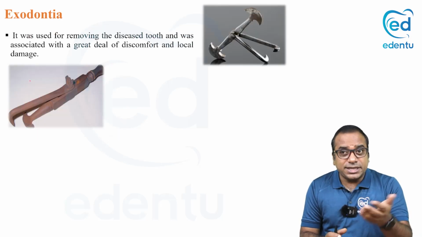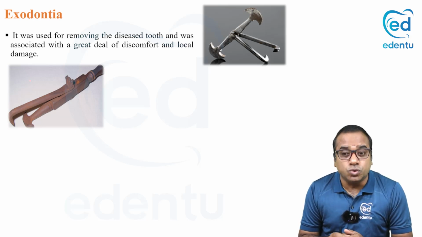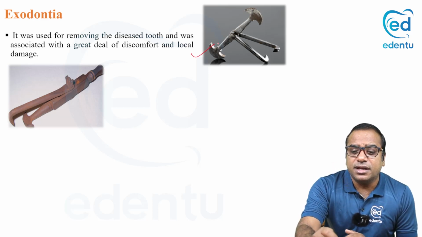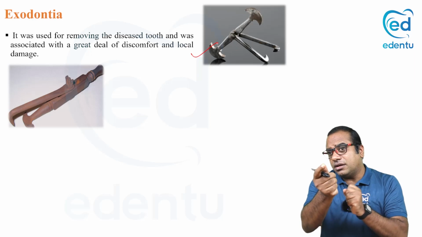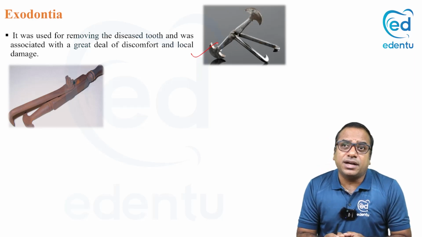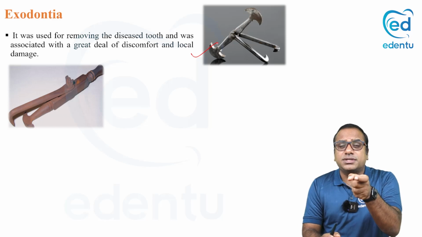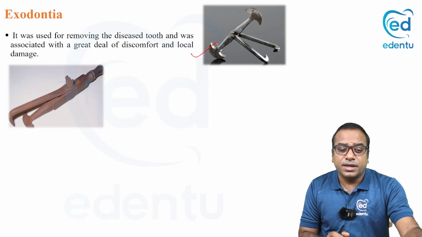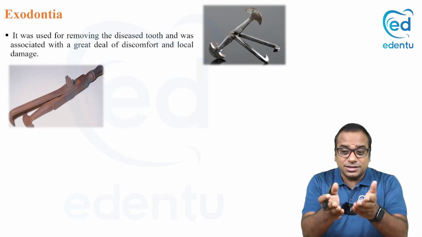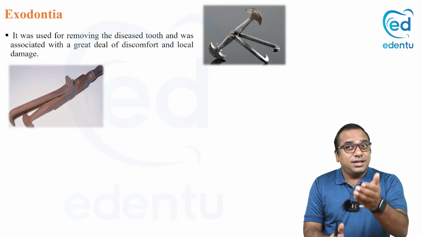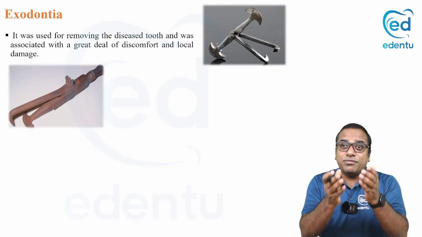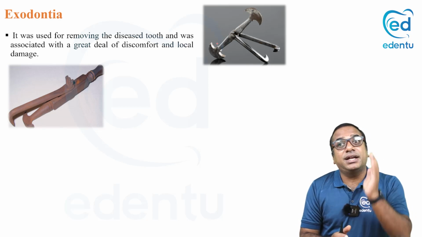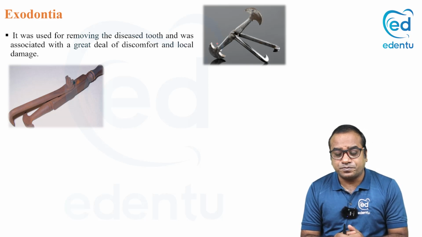The dental pelican was used for removing the diseased tooth and was associated with a great deal of discomfort. You can see this instrument here. If it is kept inside the mouth and the key is turned, it's difficult. One beak attaches on the root surface, another on the crown part, and when the key is turned, it will dislodge the tooth. But seeing the photograph, you can see that there will be difficulty in extraction, and it will create discomfort to the patient also.